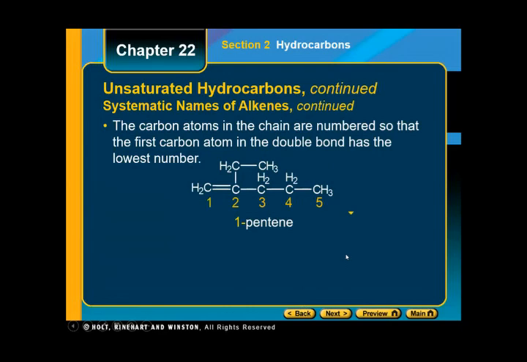Regarding the names, from where should I start? You are going to start from the double bond having the lowest number of carbon atoms. So I have here a double bond, and how many carbon atoms do I have? One, two, three, four, five. So this is called pent. Should I say pentane with A or pentene with E? Pentene, because I have a double bond. This is the difference between alkanes and alkenes.